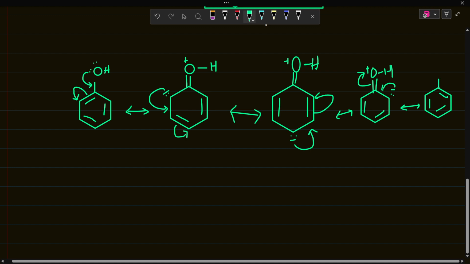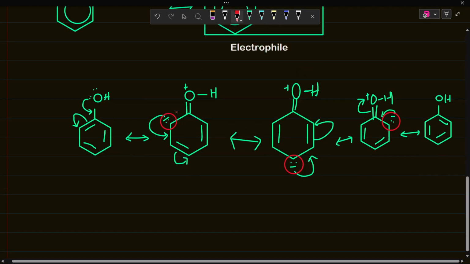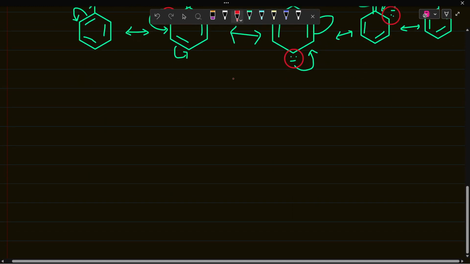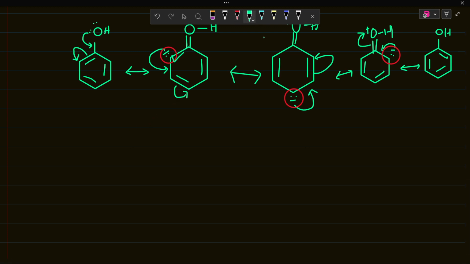Now, if you see in these resonating structures, negative charge develops on this ortho position and this ortho position. And also negative charge develops on this para position. Now, if a nucleophile comes in, that is a molecule in search of electrons, it will most likely be going to either this position. You mark it with a different color. So it will be either going to this position, or this position, or this position.